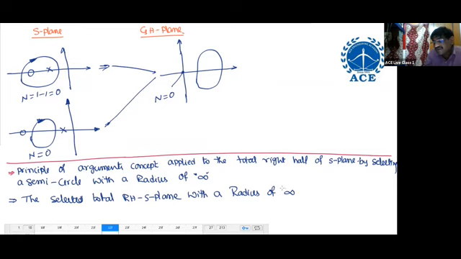A radius of infinity is called the Nyquist contour.